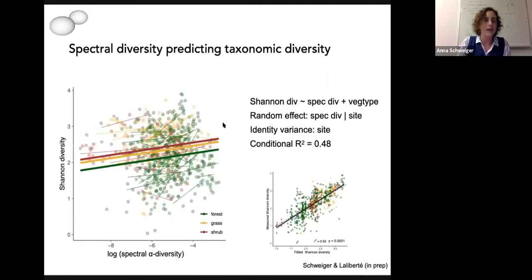But we then moved into the realm of mixed modeling and modeled the Shannon index in this case as a function of spectral diversity and vegetation type with a site effect. And we found a high correlation between spectral diversity and Shannon diversity across all cover types or vegetation types, if you will. And what's really cool is that the fitted Shannon diversity follows really nicely the measured Shannon diversity across all NEON plots.